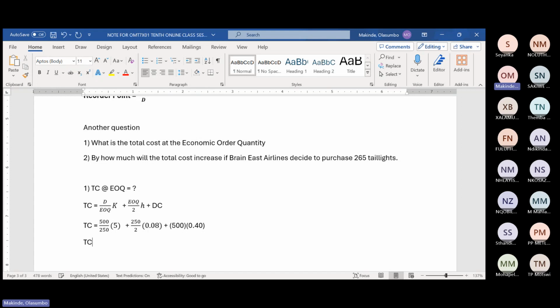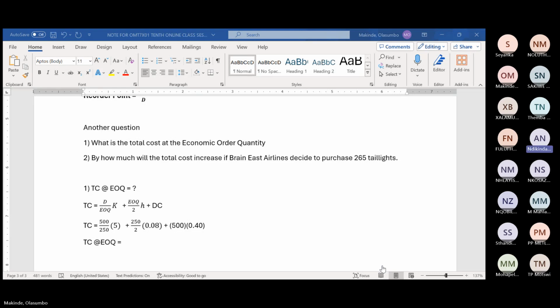What is the answer for this? So your TC at EOQ is this result. Class, type your answer on the chat. What is your answer for this? Because that is also another possible question you can have in the test. Press the calculator and tell me. You are given the options, so you must select the right option.